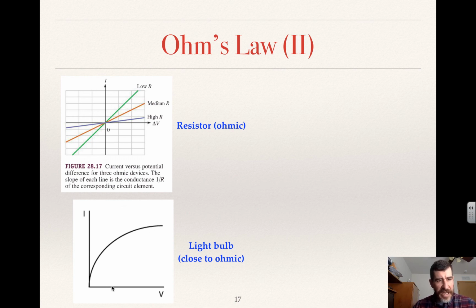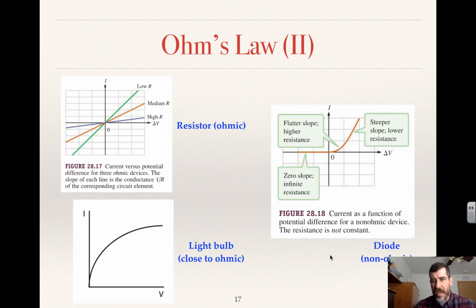For a light bulb, you see something closer to this. You'll notice that this is not actually a straight line. It has to do with the fact that the filament in the light bulb heats up, so the curve flattens out. It's not a straight line, so it's not an ohmic device. Here's what you would see for a diode. For a diode, you don't get any current at all if delta V is negative, if you're trying to push current in the wrong direction. But once you get above some threshold, the current shoots up very rapidly. This is very clearly not a straight line, so it's definitely a non-ohmic device.